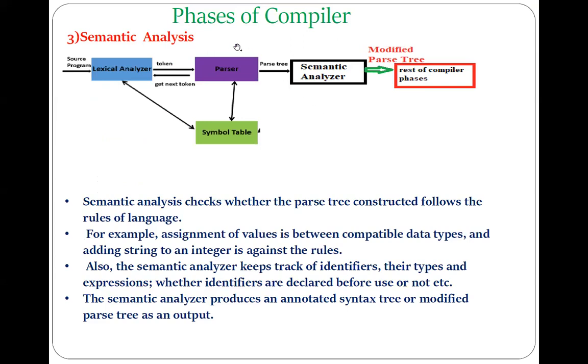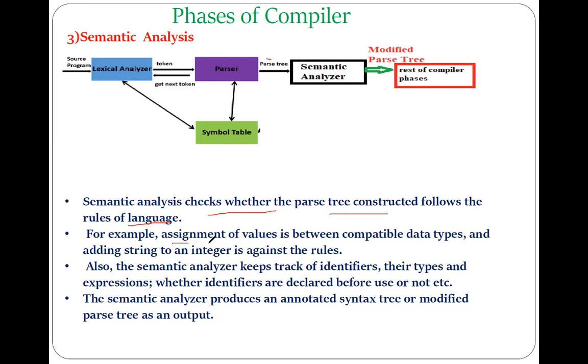So here you can see the semantic analyzer takes the input from the previous phase, the parser, and tries to process it by generating the modified parse tree. And if the modified parse tree gets generated successfully, then we can say there is no semantic error. I have written here that semantic analysis checks whether the parse tree constructed follows the rules of the language. If the parse tree does not follow the rules of the language, then definitely you will get different kinds of errors.